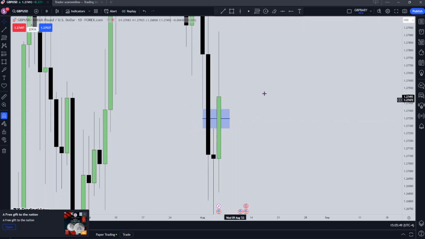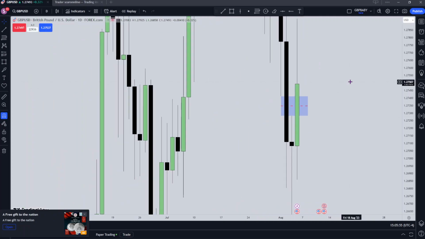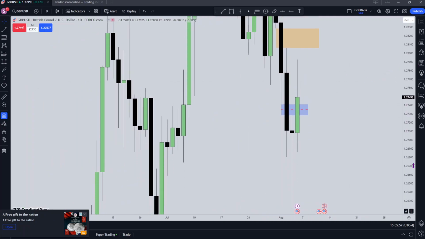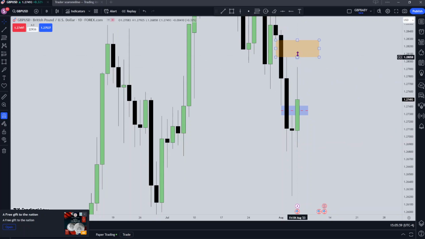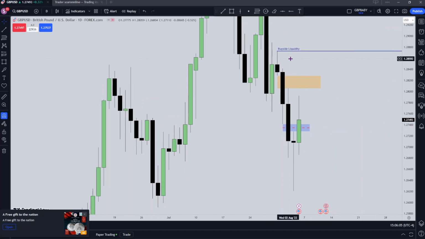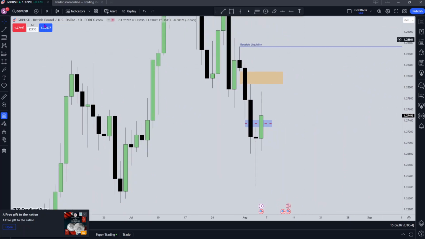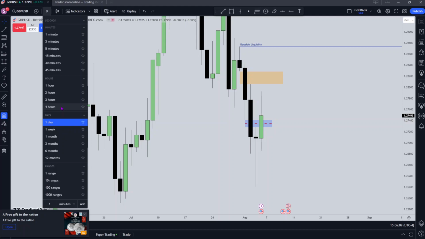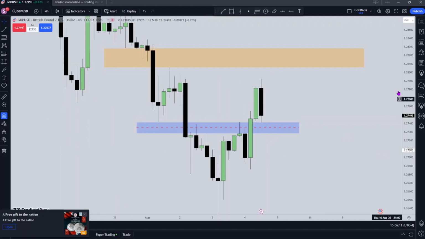So that's the midpoint. I'm just going to make a dashed line here, like so. And yeah, I want to see if price can start to reach up for that fair value gap, and potentially, depending on how volatile we are, this buy side liquidity. Let's go down to the 4 hour and we can have a better look.